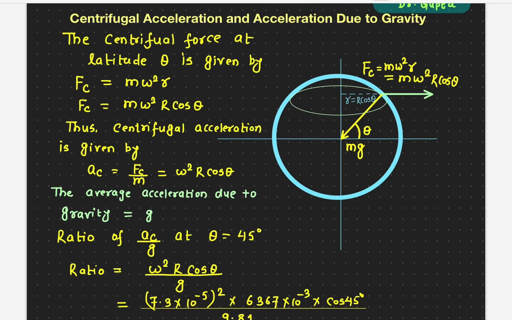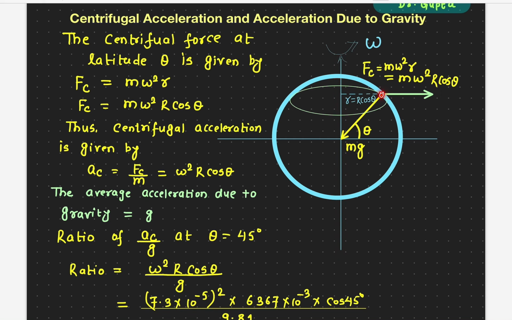In this video, I will talk about the centrifugal acceleration and acceleration due to gravity. So let's consider this is the Earth, which spins about its axis with an angular speed of omega. And we have a point here, P, that makes a latitude theta. So this is my x-axis and this is my y-axis, which is passing through the center of the Earth.